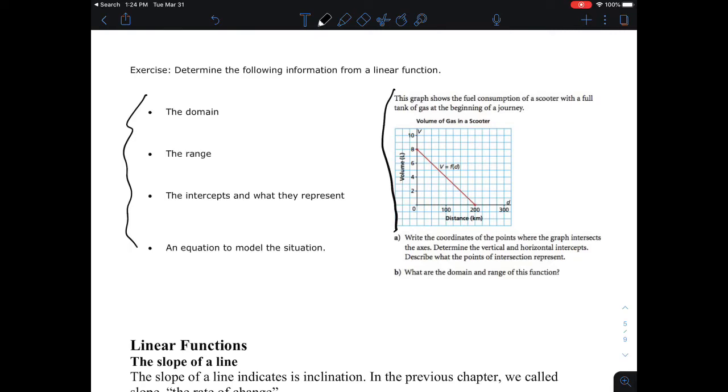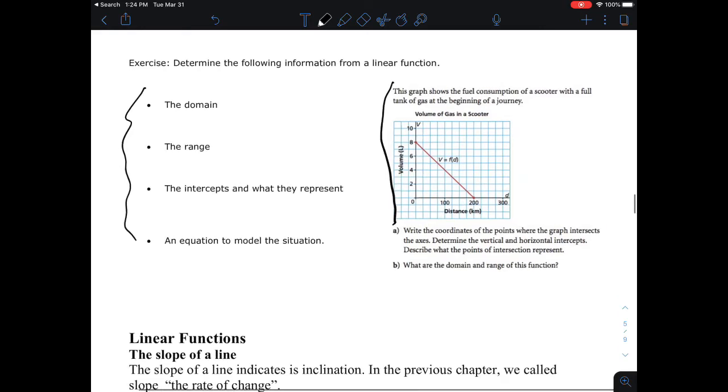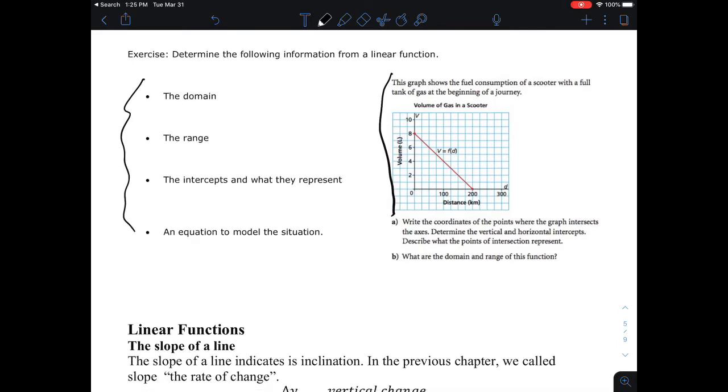Okay, so now we'll go through this together and see if you were able to come up with the right answers for all of these questions. And this is a really good kind of quiz or test type question to make sure you've understood all the ideas in the chapter up till now.